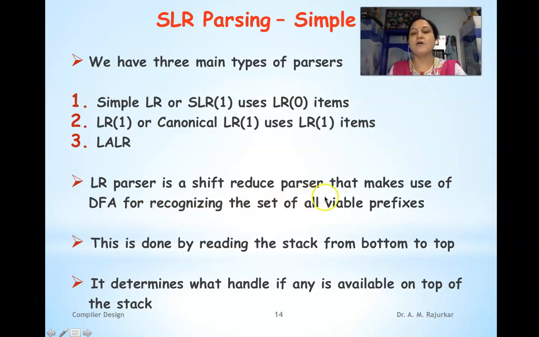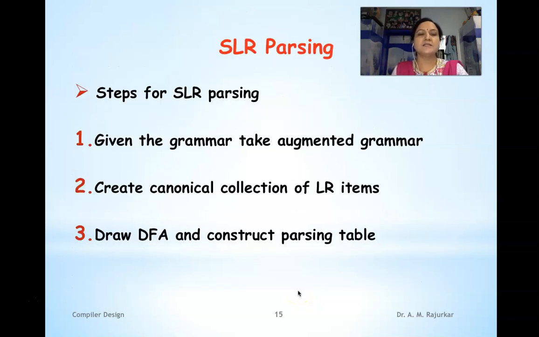So the LR parser is a shift reduce parser that makes use of a deterministic finite automaton for recognizing the set of all viable prefixes available on top of the stack. This is done by reading the stack from bottom to top. We have seen in the previous lecture with the example how we move the input symbol from the input buffer onto the stack, and how viable prefixes on the stack are recognized by the DFA. Also how the DFA recognizes the handle, and determines what handle, if any, is available on top of the stack.